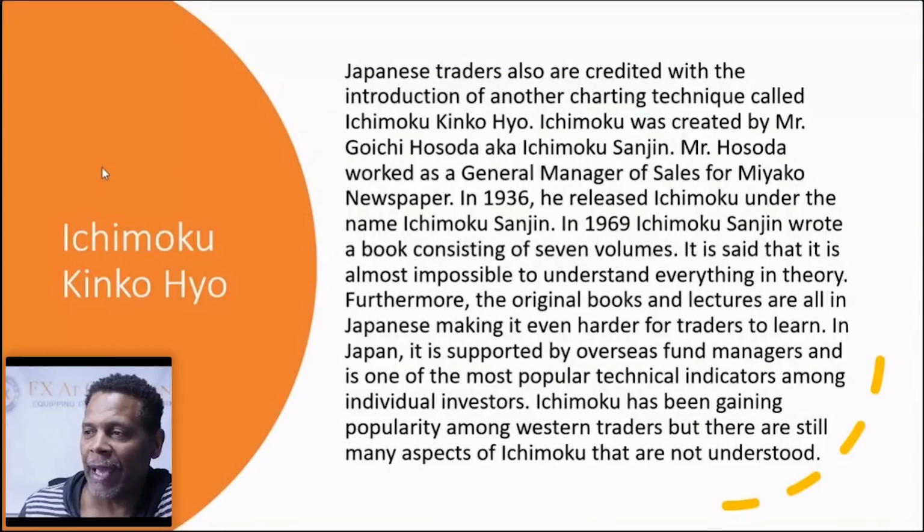In 1969, Ichimoku Sanjin wrote a book consisting of 7 volumes, and it is said that it's almost impossible to understand everything in theory. Furthermore, the original books and lectures are all in Japanese, which makes it even harder for traders to learn, especially Western traders. In Japan, it's supported by overseas fund managers and is one of the most popular technical indicators among individual investors. Ichimoku has been gaining popularity among Western traders, but there are still many aspects of Ichimoku that are not understood.